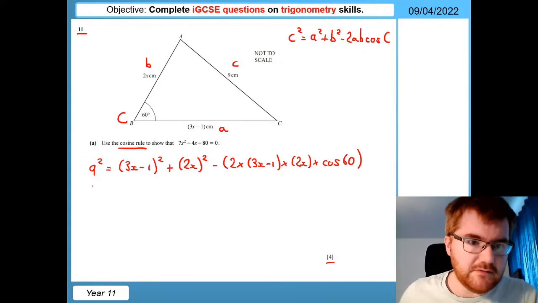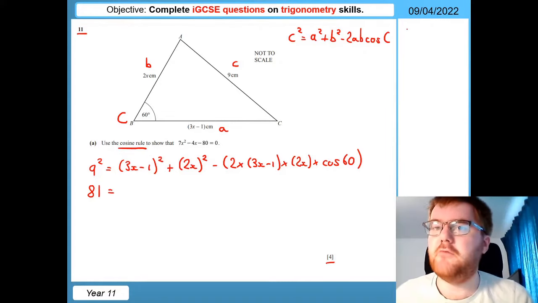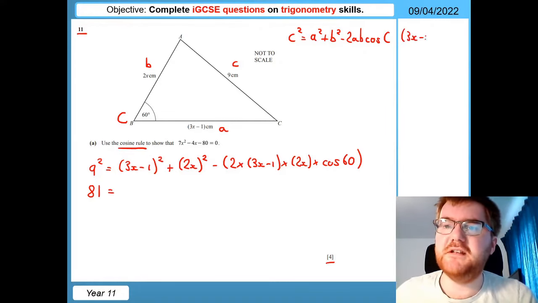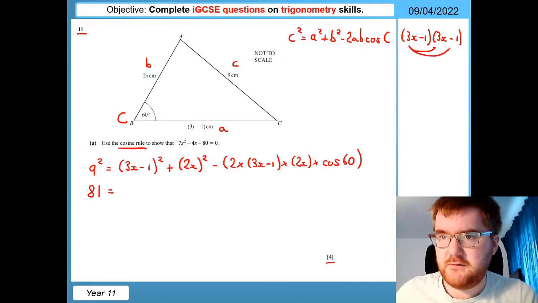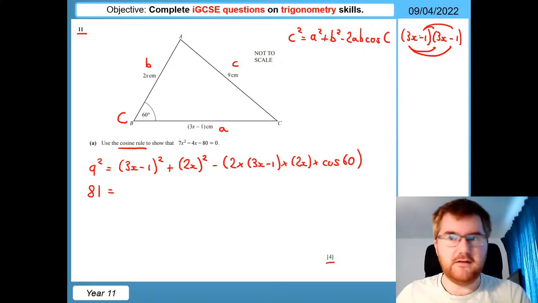So that's important. And now let's work some of these things out. Well, 9 squared is equal to 81, so that's fine. 3x minus 1 squared. Now remember, that's the same as timesing it by itself. So 3x minus 1 times 3x minus 1. And now we're going to use FOIL. So that's first, outside, inside, last, to make sure we multiply it out correctly.